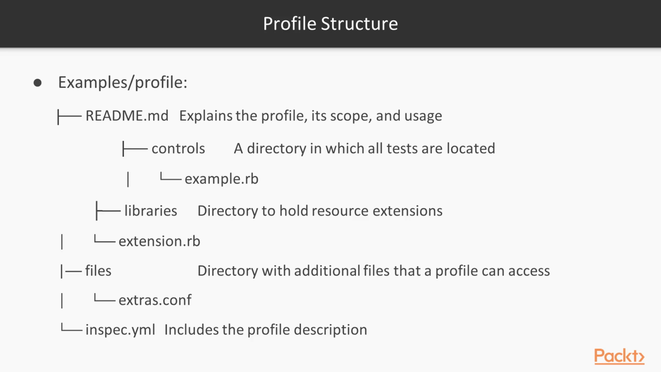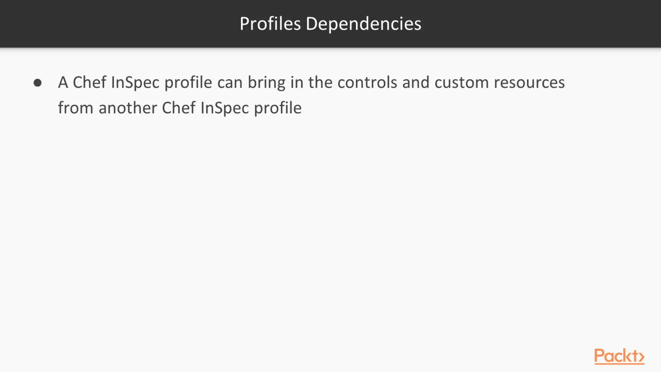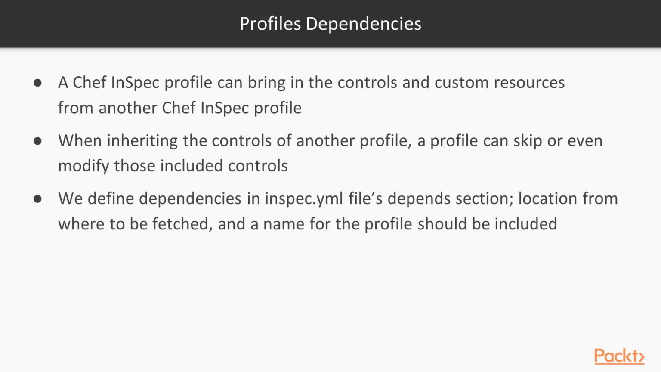We can use the Chef InSpec check command to verify the implementation of a profile and the InSpec exec command to execute a profile. Let's understand what we really mean by profile dependency. A Chef InSpec profile can bring in controls and custom resources from another Chef InSpec profile. So before a profile can use controls from another profile, the to-be-included profile needs to be specified in the including profile's inspec.yaml in the depends section.